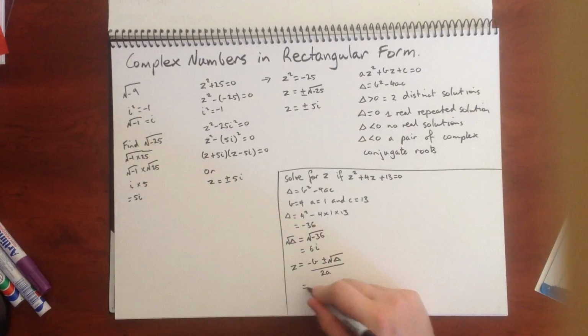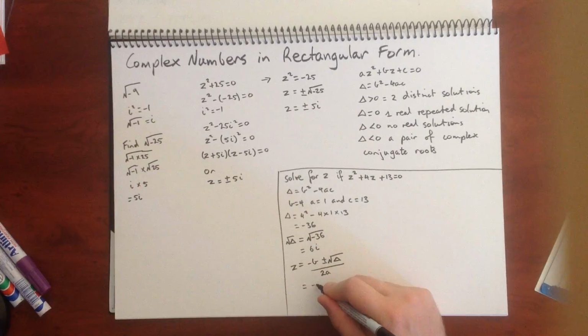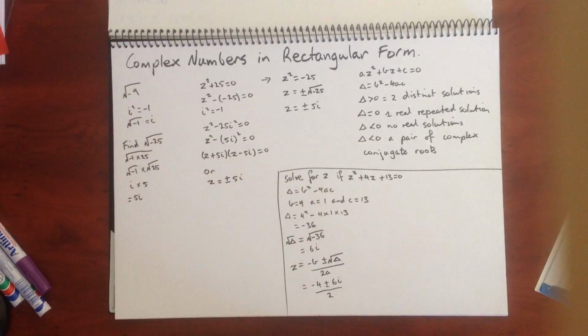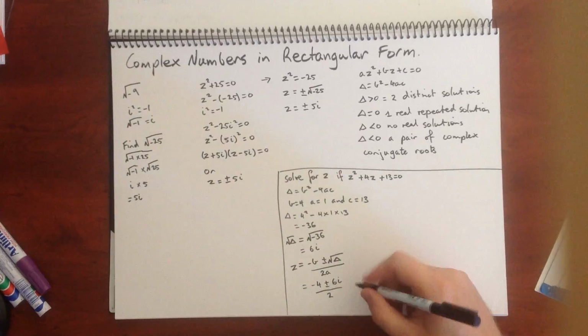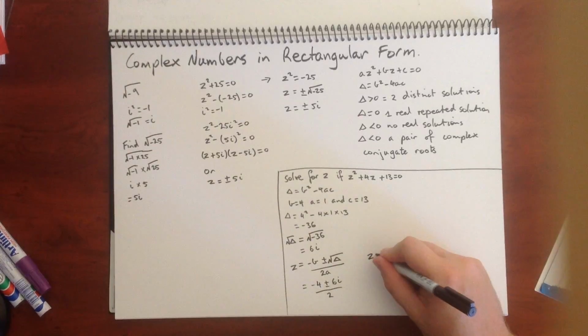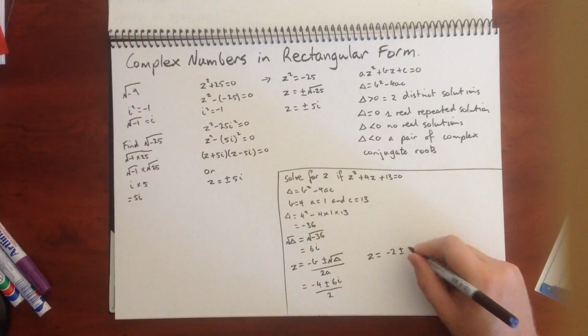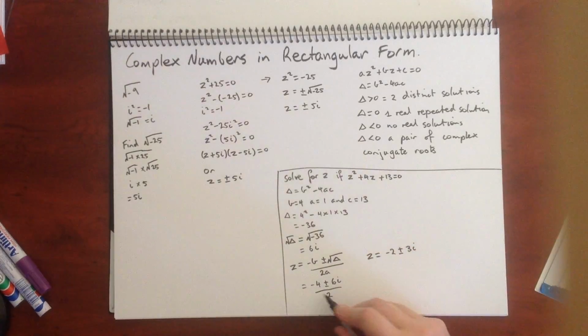Because then we've got, well, b was 4, so negative 4 plus or minus 6i over 2 times 1, which was 2. So then we can say z equals negative 2 plus or minus 3i, just by dividing by our 2.